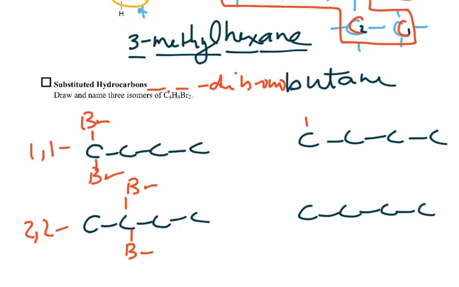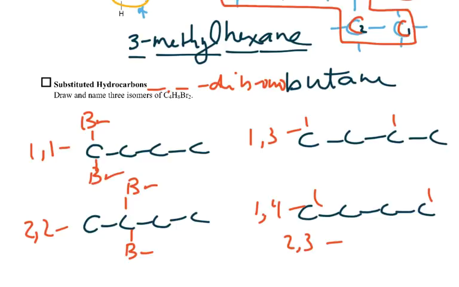We could go 1 and 3. We could go 1 and 4. We could go 2 and 3. I'm not sure where else we could put it. 1,1, 2,2, 1,2, 1,3, 1,4. I think maybe that's all. I think there's another one somewhere though. So any of those would work.